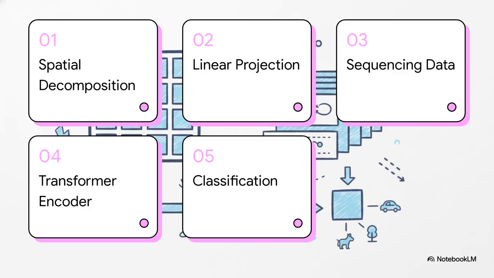output. Okay, so here's our roadmap. We've got a strict 5-step assembly line to get through. We're going from spatial decomposition to projection, sequencing, the actual transformer encoder, and finally the classification itself. It's a really fascinating progression, so let's just jump right into step 1.